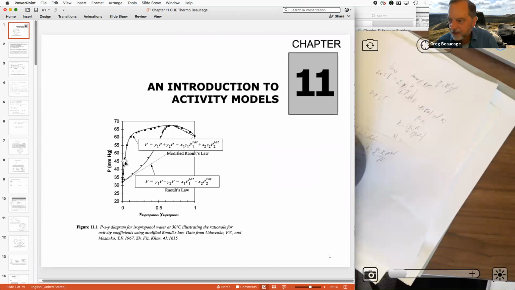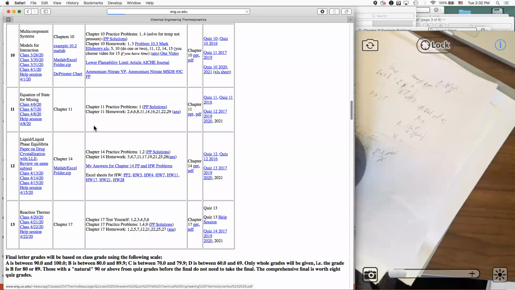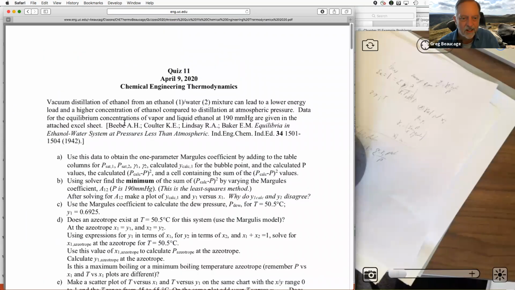So if you look at the old quizzes, they're basically that kind of thing. So chapter 11, 17, 19, 20, and then 2016, they're all more or less the same thing, you know. Calculate these, use the activity coefficients and calculate the bubble point, calculate the whatever. So basically, I'll go through today kind of how to do those calculations.